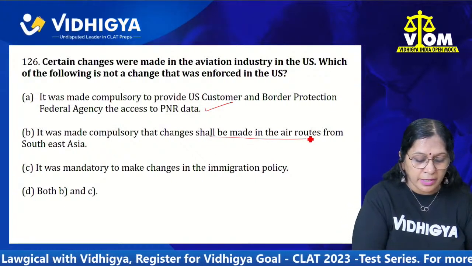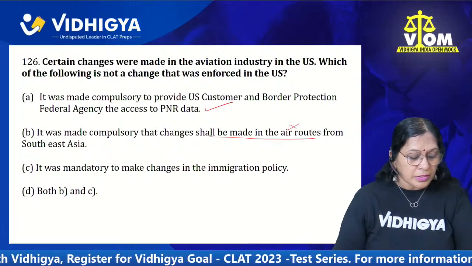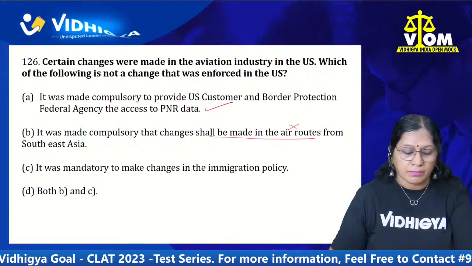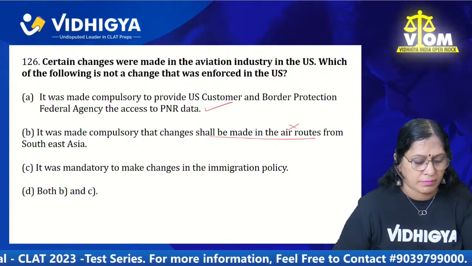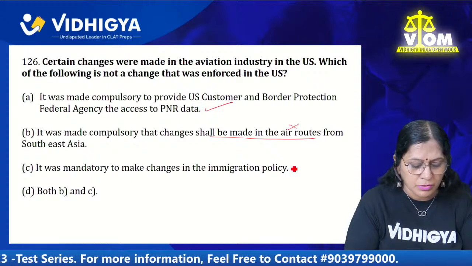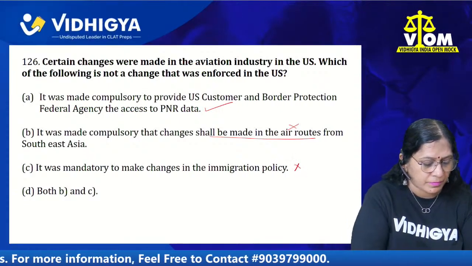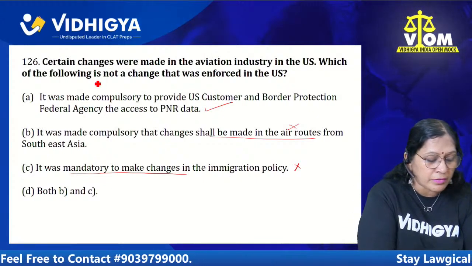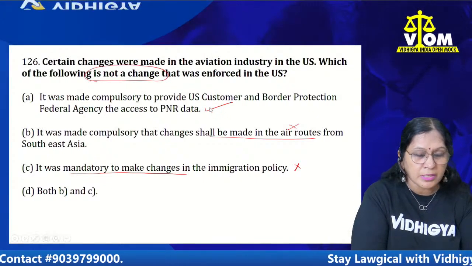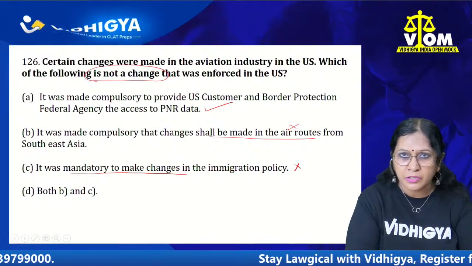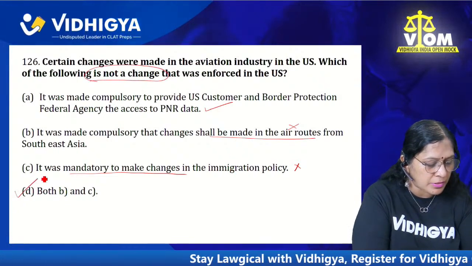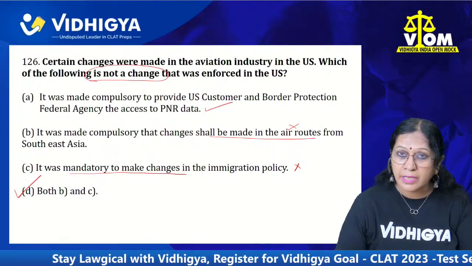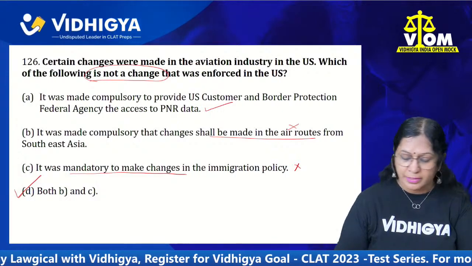So it was not only coming to or from or through South Asia. They shall make the air routes change? No. It was mandatory to make changes in the immigration policy. This was also not given. So now we need which is not a change here. The first sentence was a change. B and C were not the changes that were made. And hence D becomes your answer with both B and C. I hope this is clear. Again, a very careful reading of the question is required.